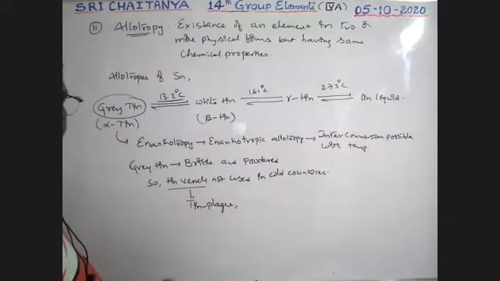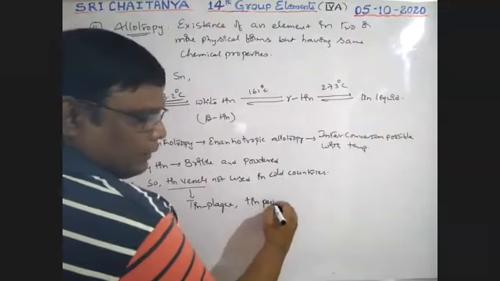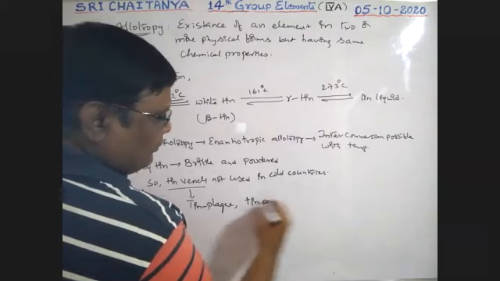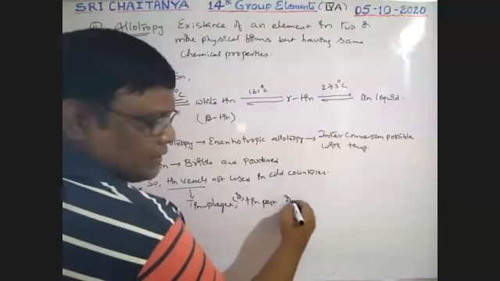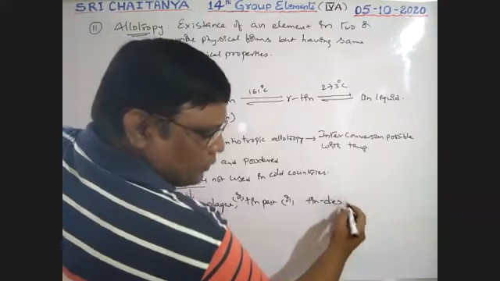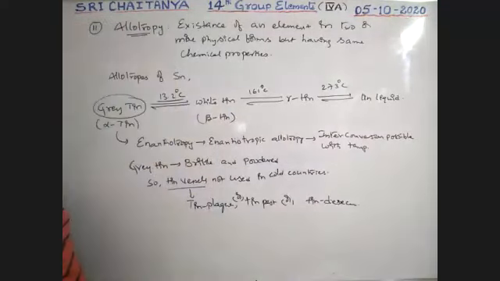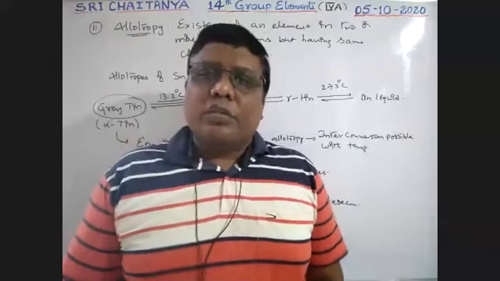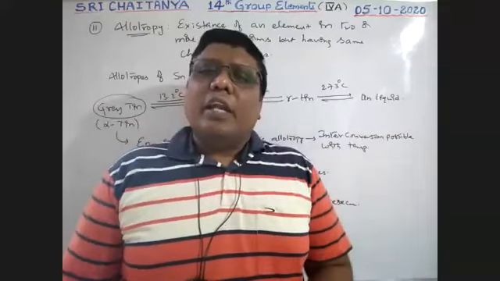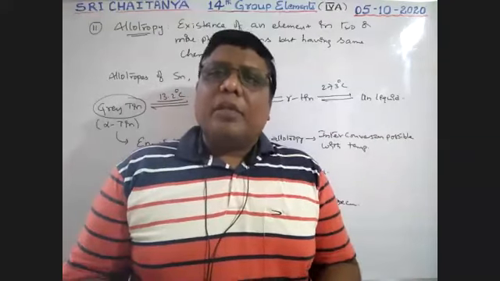Those diseases are called tin plague, tin pest, or tin disease. There are a number of names like this. That is why in cold countries, tin is not used. So this is about allotropy, boys. Let us consider chemical properties.